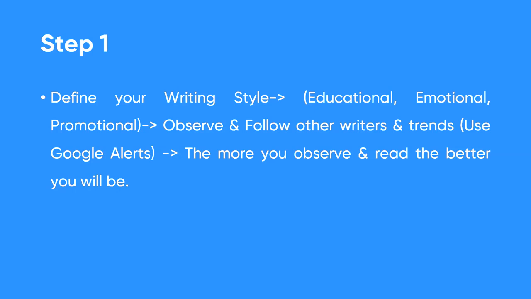First, define your writing style. What type of content can you write? I can write how-to content: how to cook, how to grow, how to travel. Or else I can write stories, emotional content, poetry. I can write very good poetry. Or else promotional content: I can write ad copies, and very good social media content.